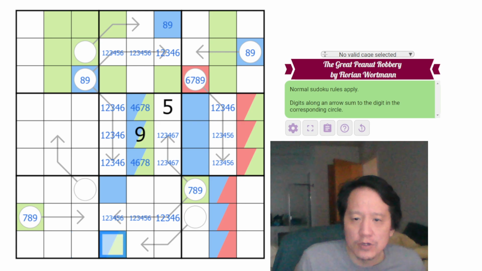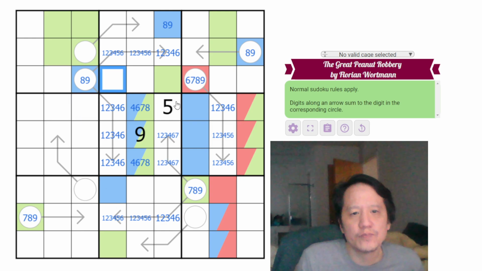Therefore, we know this is green. So this can't be the blue. That's the blue. So this can't be blue either. This is green, this is green, this is green. So these can't be green. And therefore, we know this is green. So this can't be green. This can't be green.